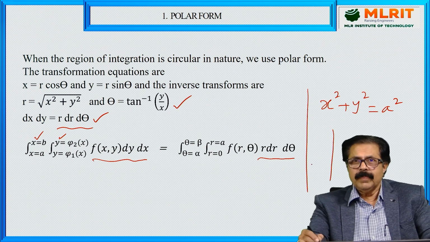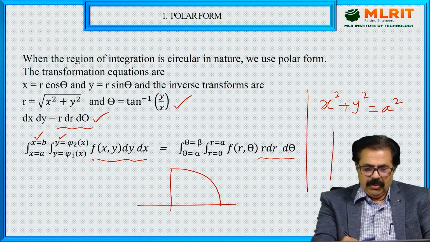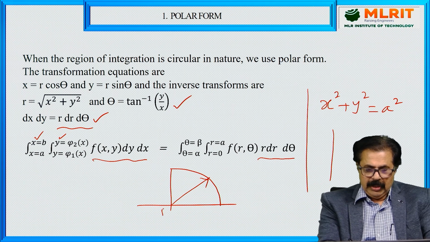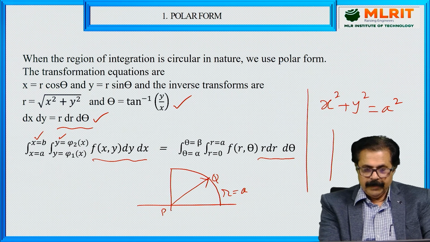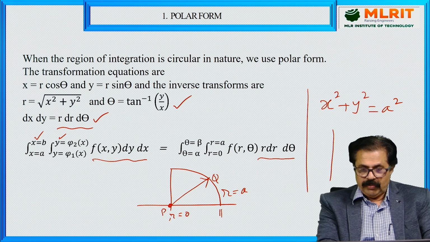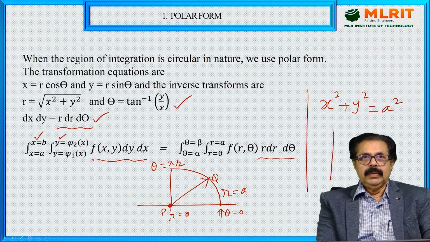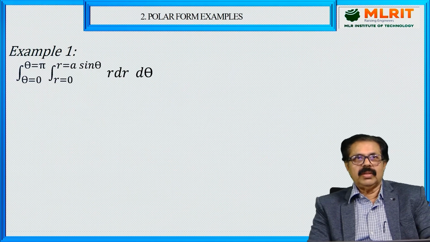Now if you have a circular region like this, and you take a strip like this, this is P and this is Q, and this circle is nothing but r is equal to a. So the starting point here is r equal to 0 and the ending point is r is equal to a. And if you see the angle, it goes from theta equal to 0 to theta equal to pi by 2 for a quarter circle. Now let us see further.